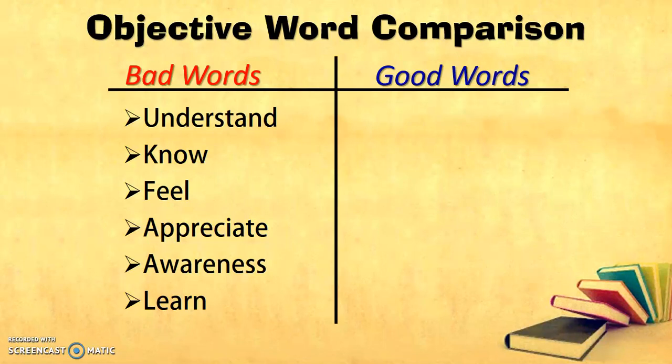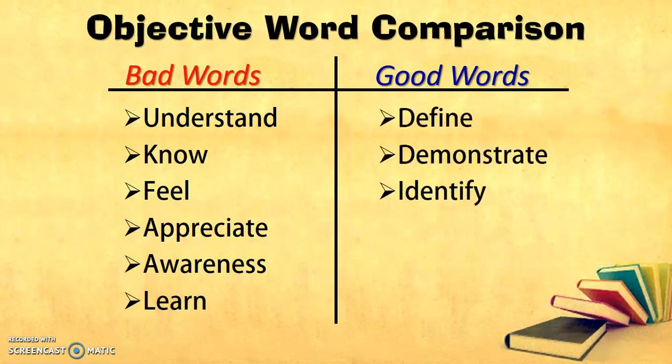Therefore, you should be using words like define, demonstrate, identify, create, state, and list. Each of these are tangible things that you can get students to do, and therefore you can measure.